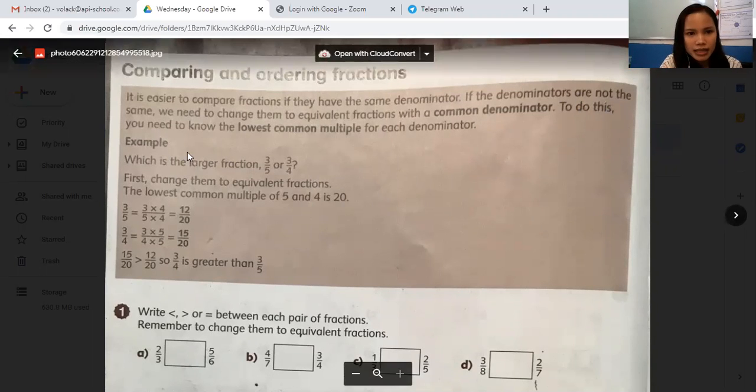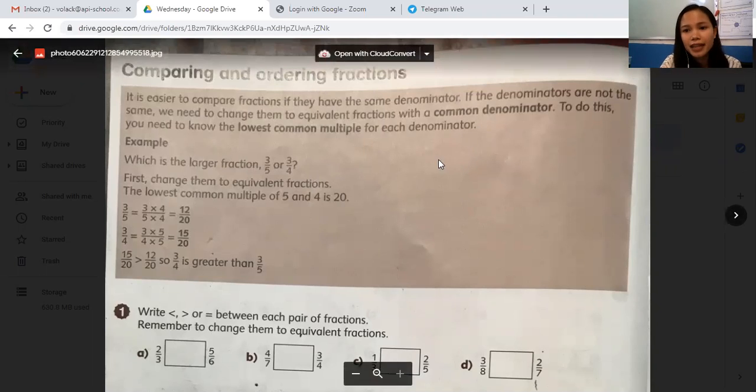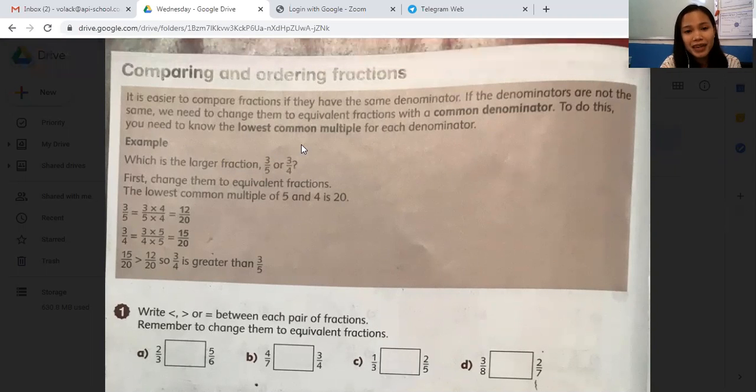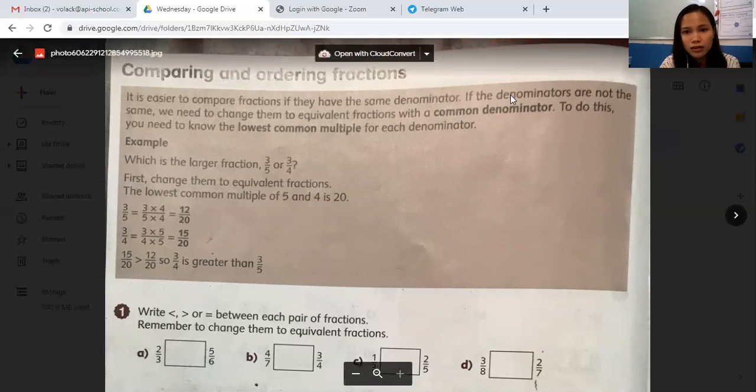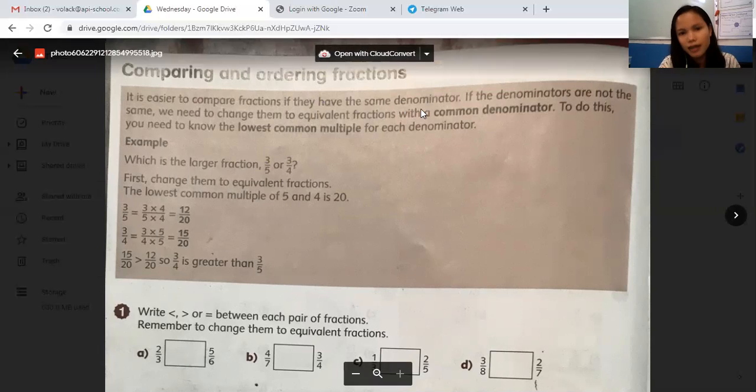To do this, you need to know the lowest common multiple of the denominators. For example, they ask you, which is the larger fraction, 3 over 5 or 3 over 4? The denominators 5 and 4 are not the same. They're not a common denominator. In order to compare, you need to make sure the denominators are the same.